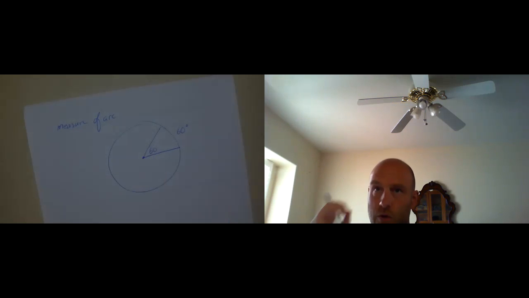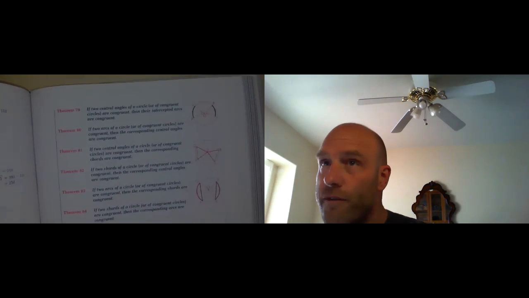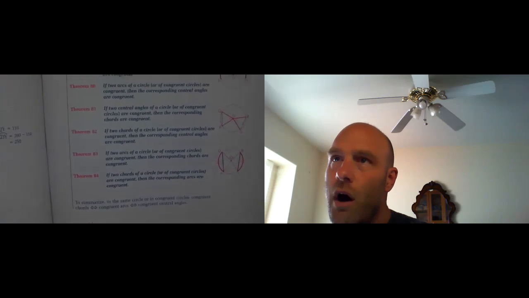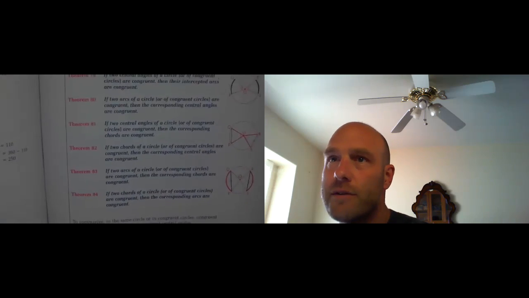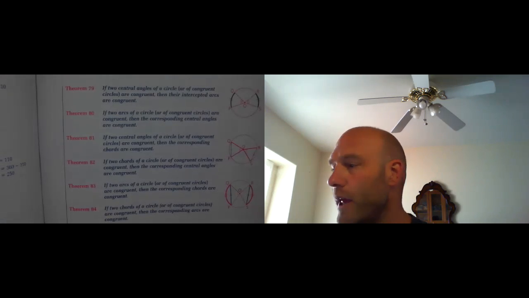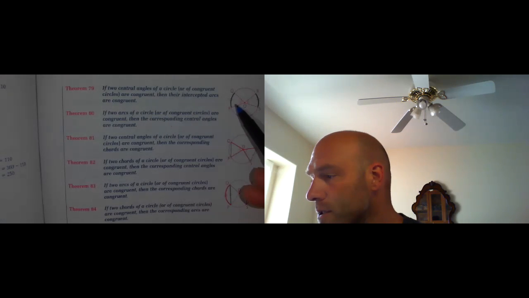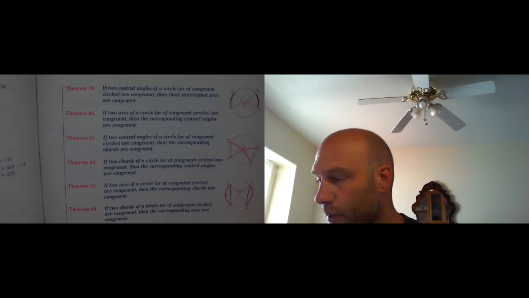And that brought us to what I'm going to call the congruency bonanza. These 6 theorems on page 453 all say very similar things. They all say if blank are congruent, then blank are congruent. And you could fill in the blanks with central angles, chords, or arcs.